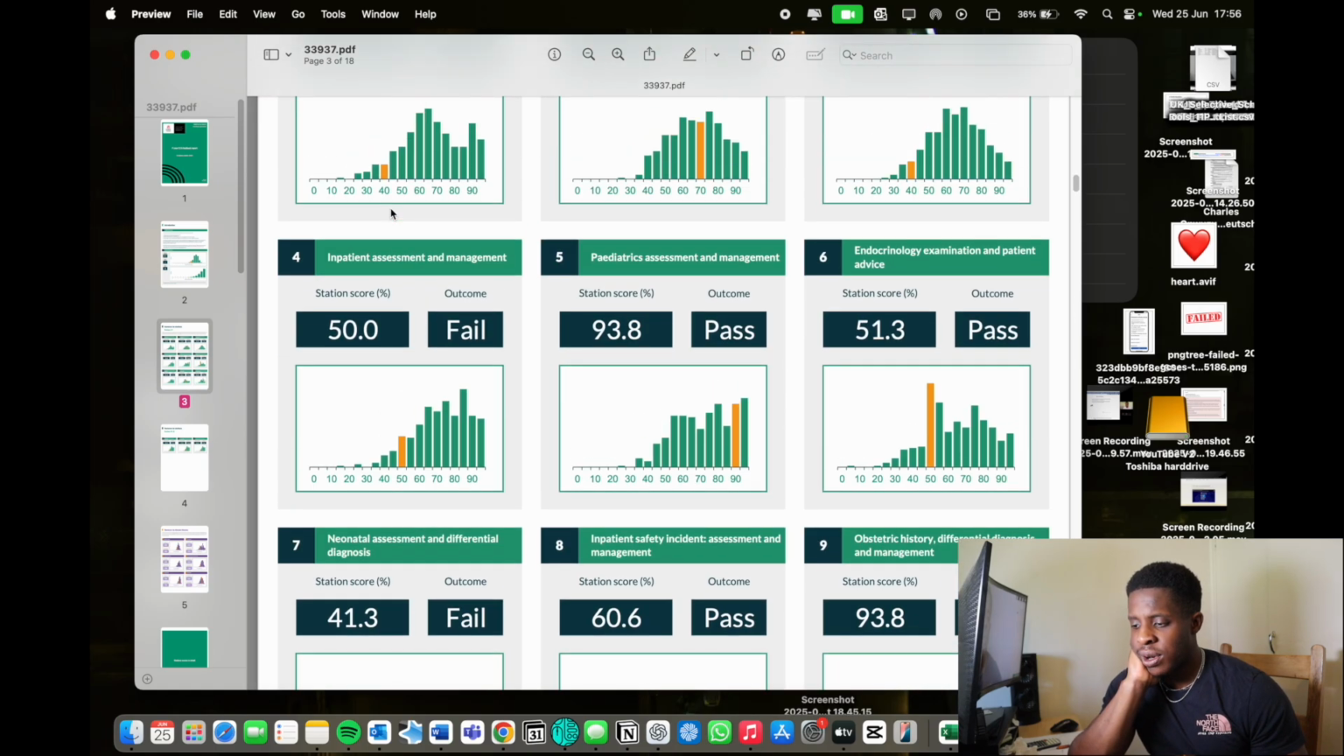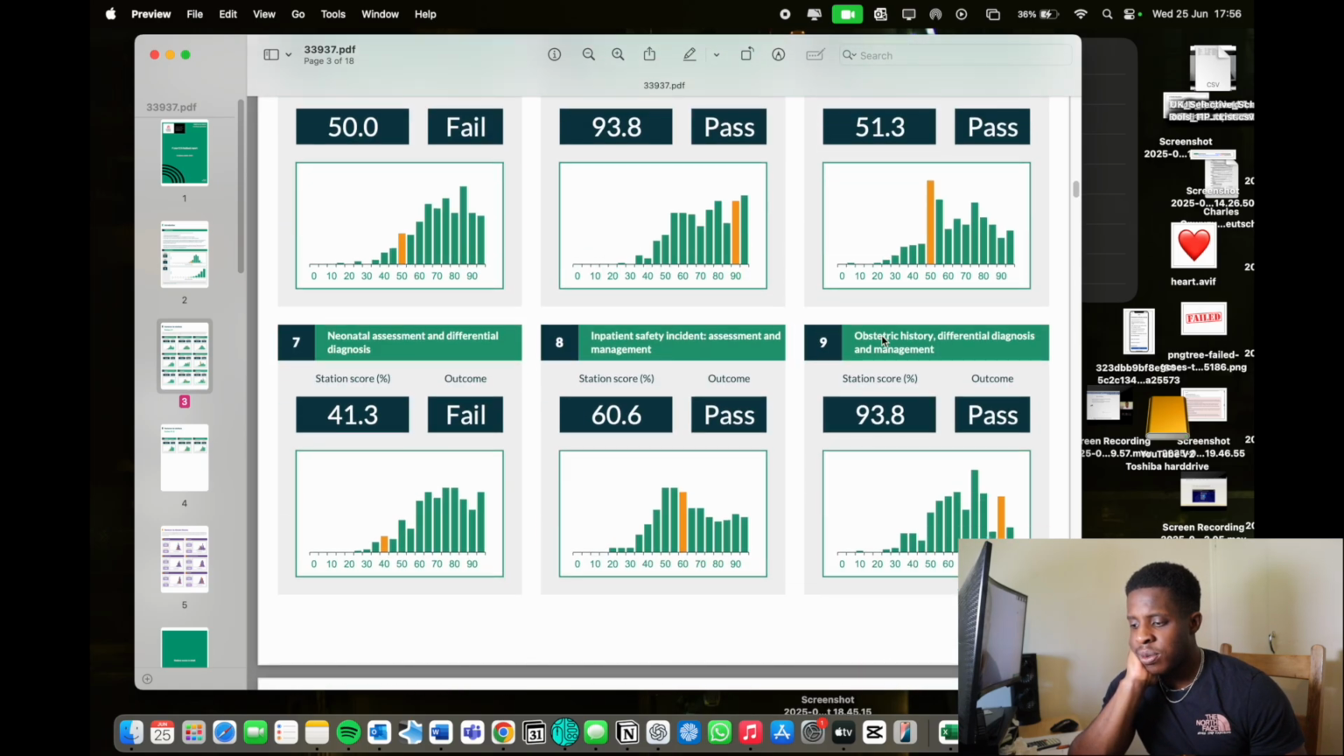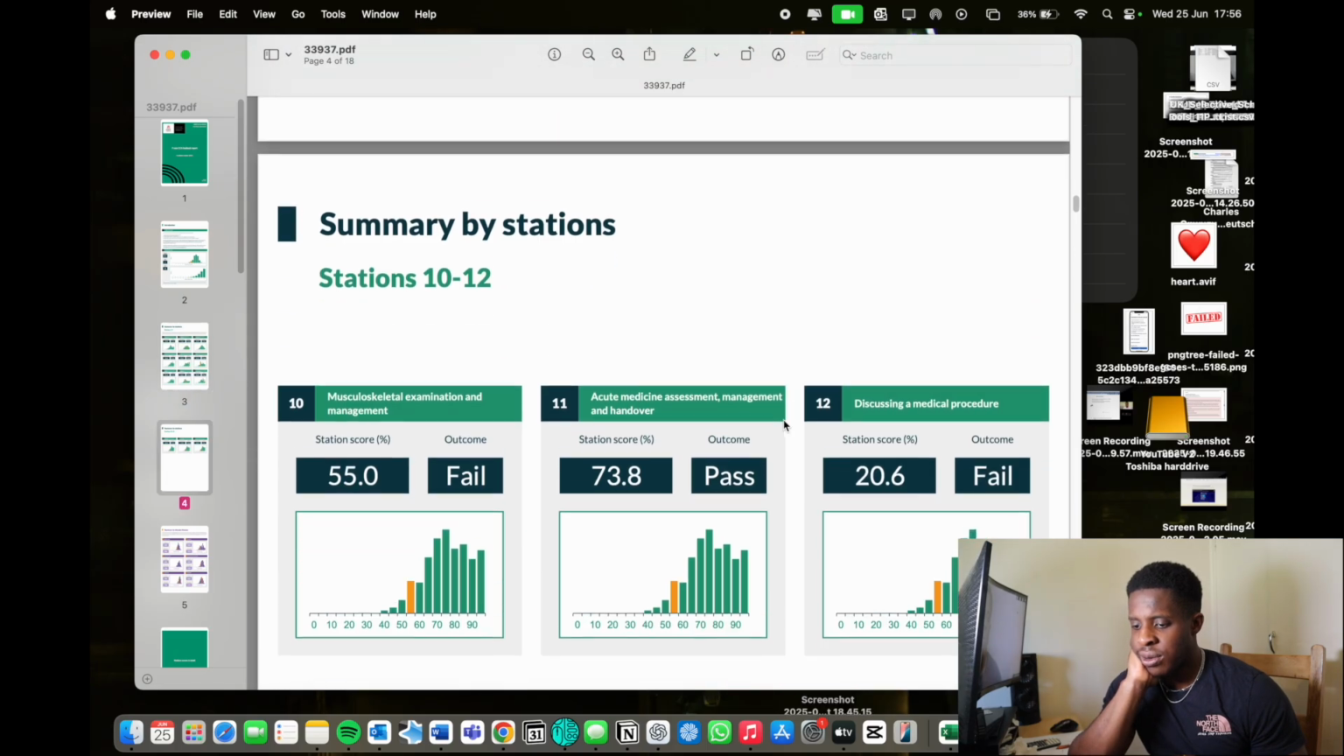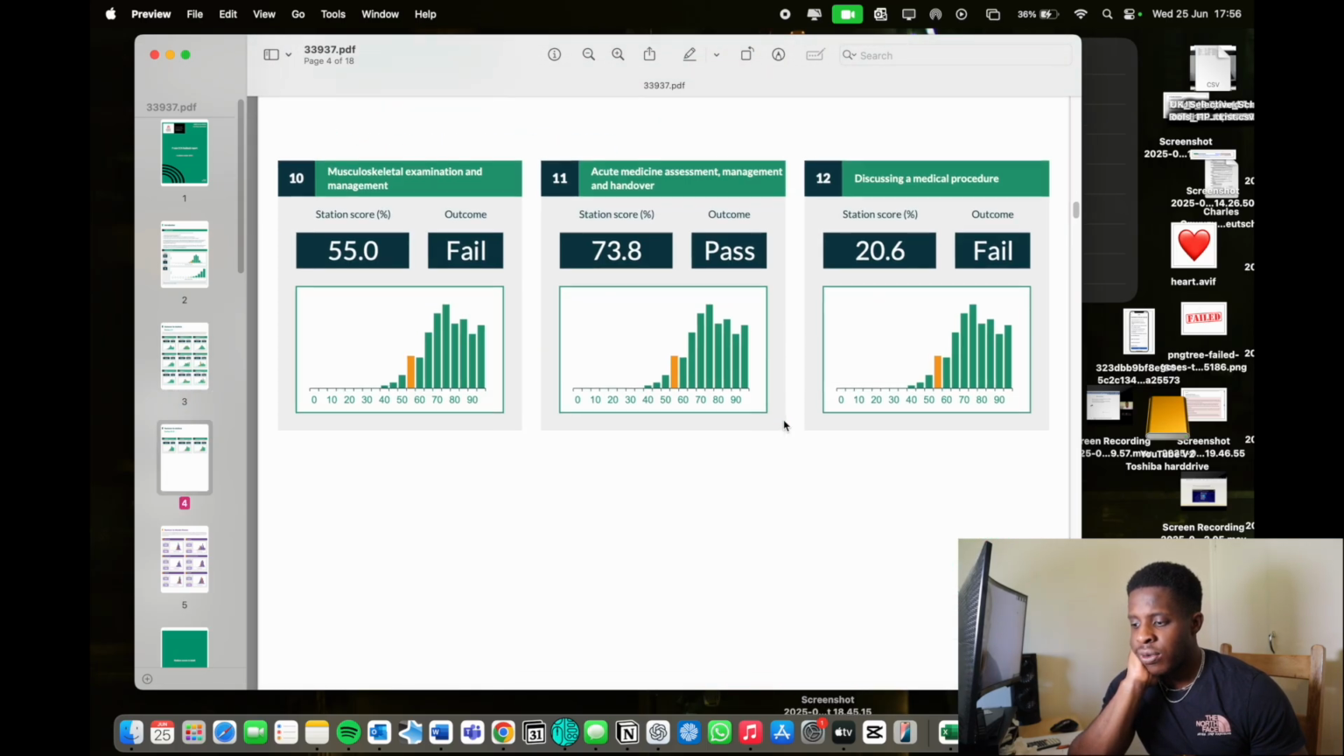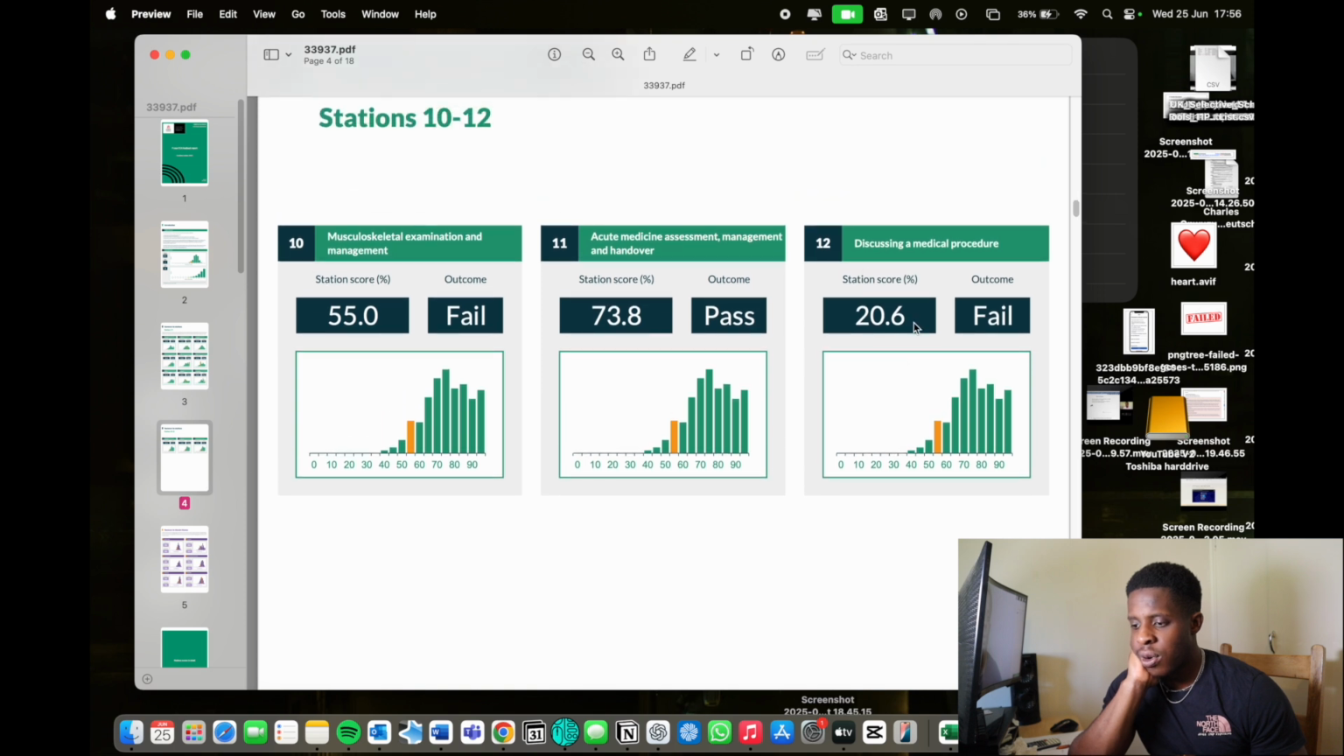We see a few of them that I passed here. Some of them I did quite well on, like the peds one here, obstetrics and gynecology. But you can pause and have a look through each of these stations and the overall themes if you want to. This one was horrible, discussing the medical procedure, and the crazy thing is, I didn't even think I failed that one. I generally thought it was good when I did the exam.